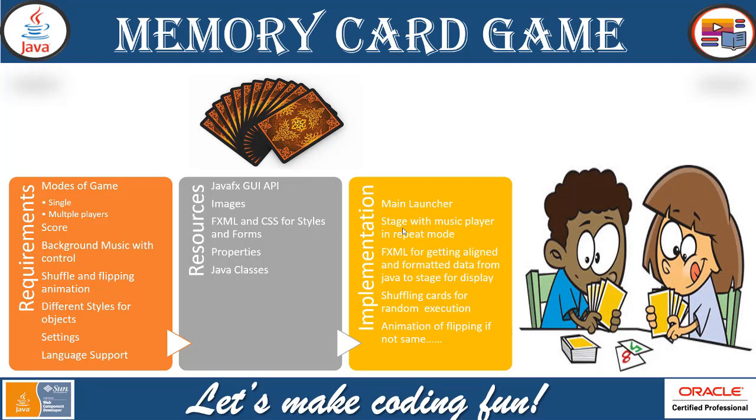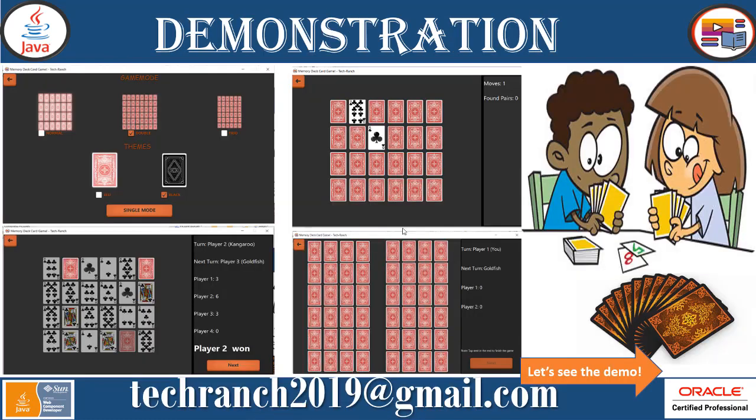So using core, you can control over it. FXML are getting aligned and formatted data from Java 2 stage for display, shuffling cards for random execution, and animation of flipping if not the same. Now let's take a look at the demonstration.